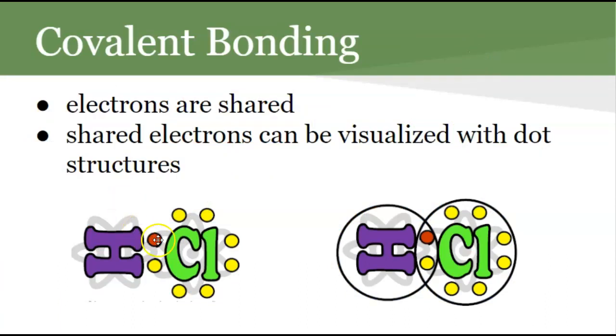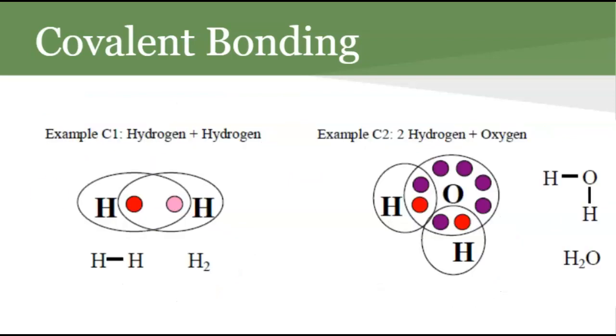With that said, chlorine just needs 1 more. In order to get that 1 more, it's going to share with hydrogen. You see how they're sharing here, and it overlaps. That would be an example of a Lewis dot structure to go with it. Here's another example. If you had 2 hydrogens together, they're happy. They're that unique situation where having just 2 is totally fine.